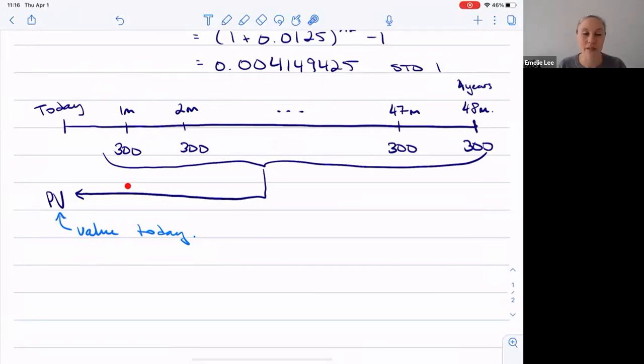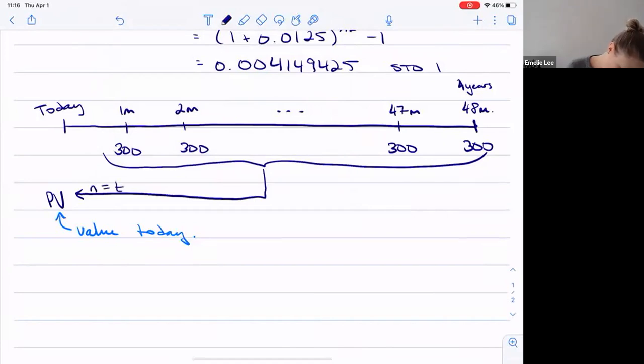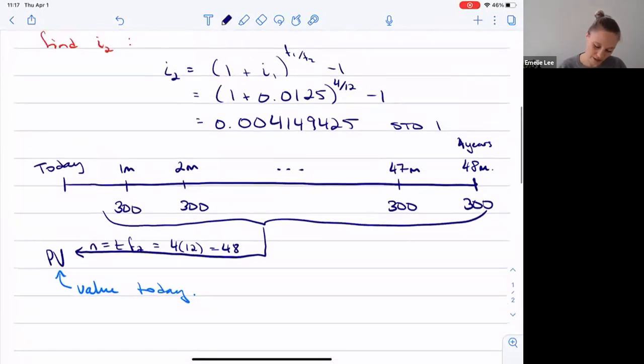Remembering that N is now the number of payments, right? So N used to be the number of compoundings, but now it's the number of payments. So N is still the time times F2, the payment frequency, which is going to be 4 times 12, which we already found was 48. And we already found the I that we're going to use in our calculations. So I'm just going to keep it there because it's close enough to the timeline. I'm not going to rewrite this again.